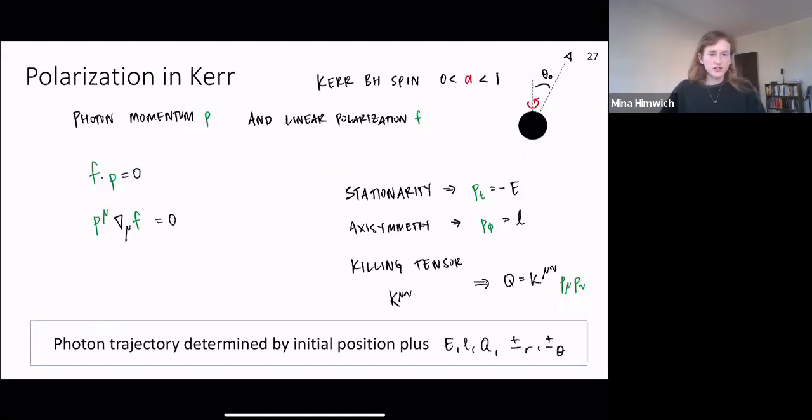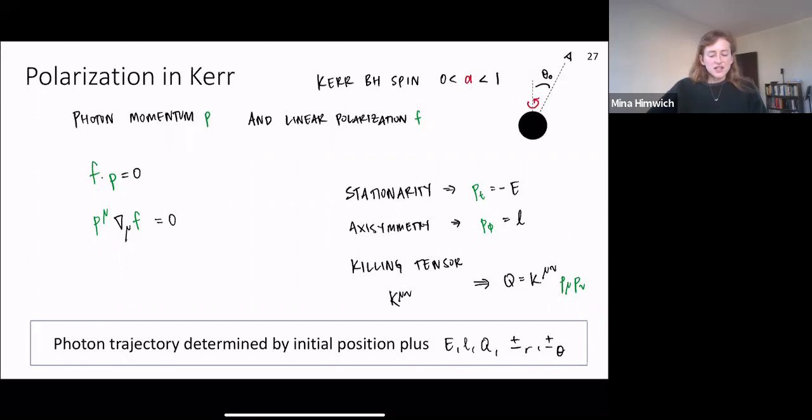And so the photon trajectory is determined by its initial position plus these three conserved quantities: energy, angular momentum along the phi axis, the Carter integral Q, and signs plus or minus for r and plus or minus for theta that specify its initial direction of motion. Now, the energy on the null trajectory doesn't actually change the geometry of the trajectory through spacetime. Energy is like frequency or color, and so red or blue photons aren't going to be moving through spacetime in a different way. So the energy kind of washes out, and we usually rescale the angular momentum and the Carter constant by the energy.